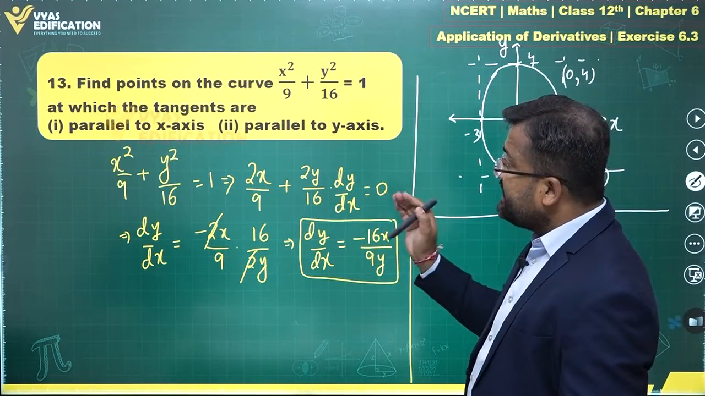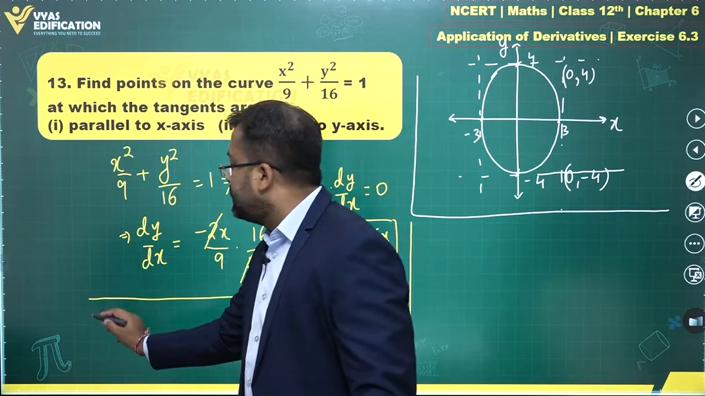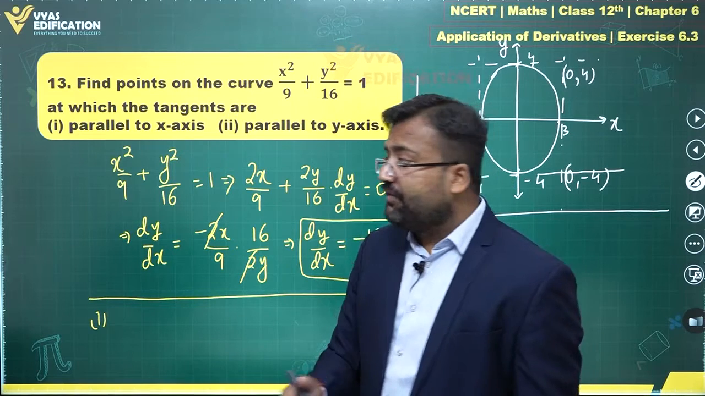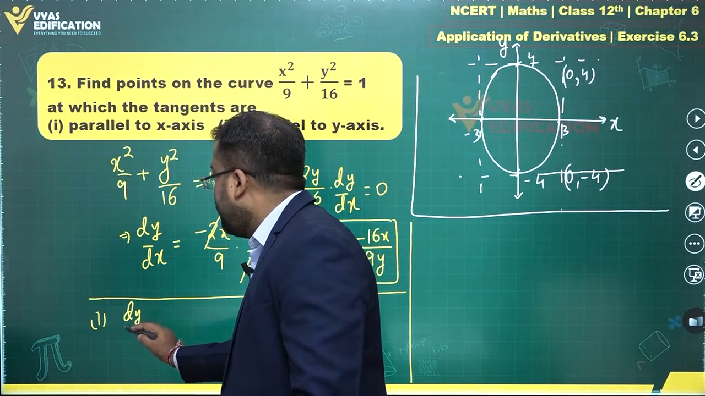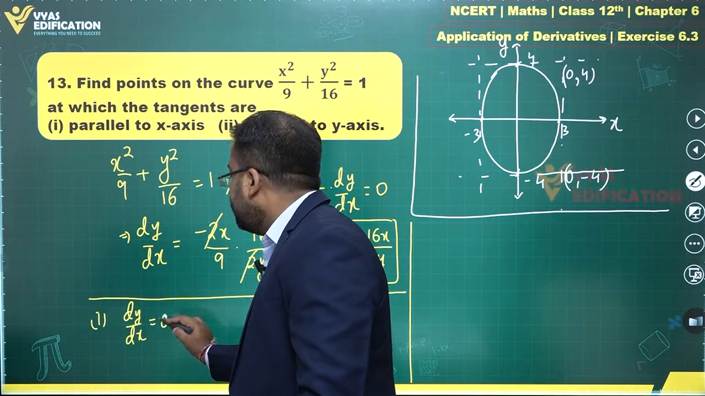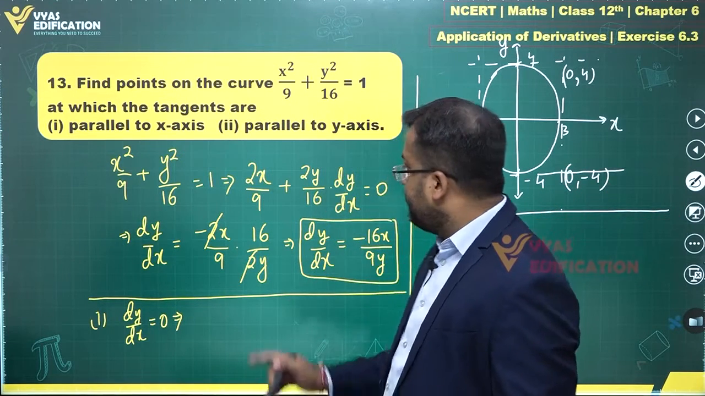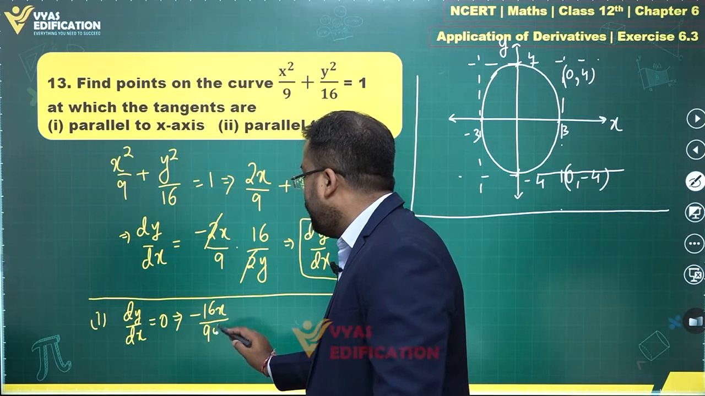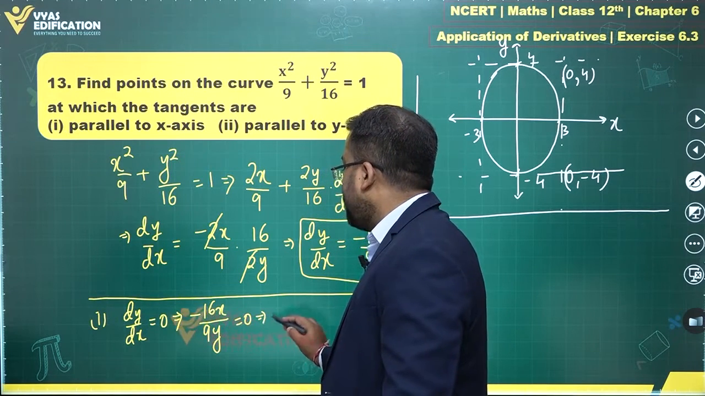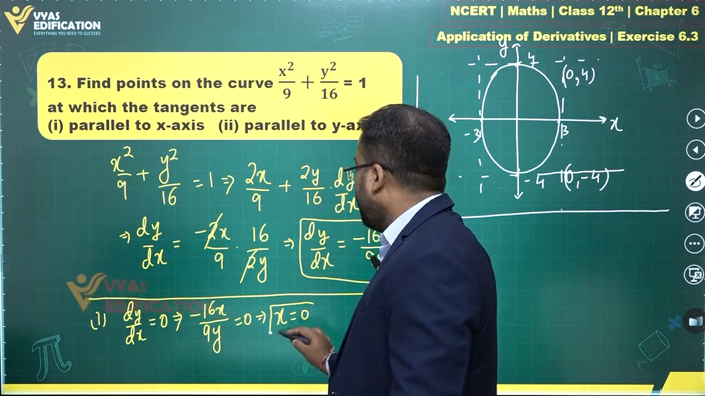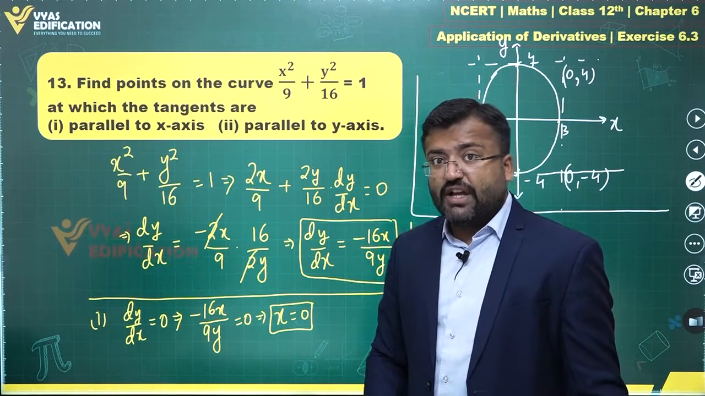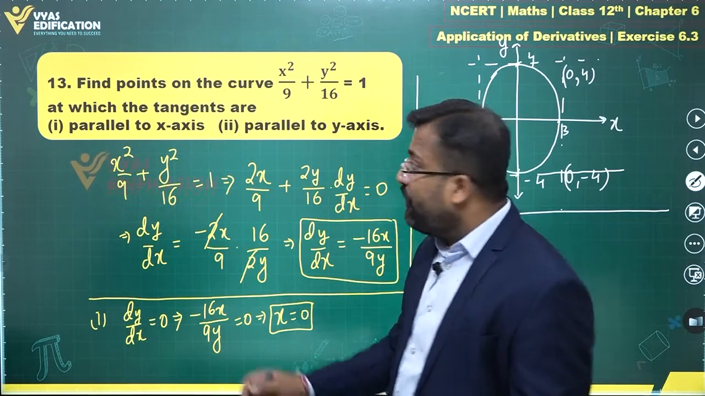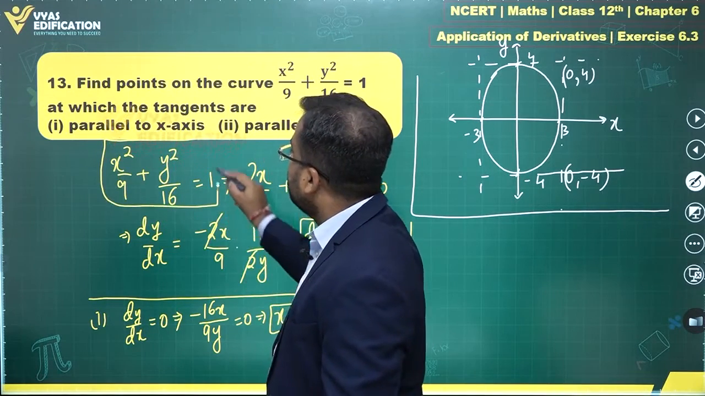We are supposed to find tangents which are parallel to the x-axis. Let's solve the first part over here. For tangents parallel to the x-axis, the slope of tangent will be 0. dy by dx equals 0 implies that minus 16x over 9y will be 0, which gives me x will be 0. Okay. Once you get the value of x as 0, what will be the value of y from the original equation of the ellipse, right?